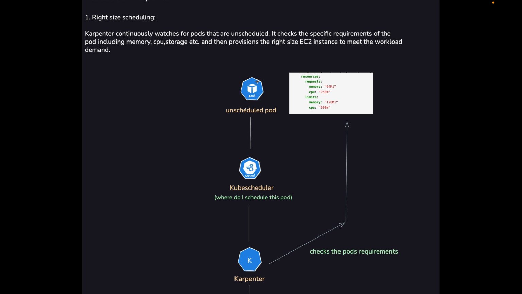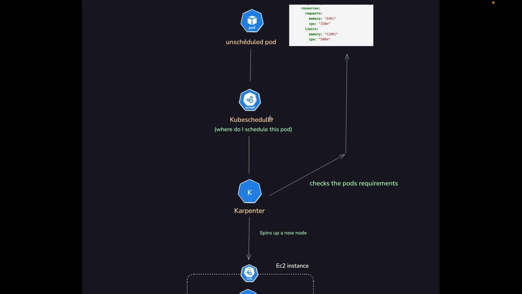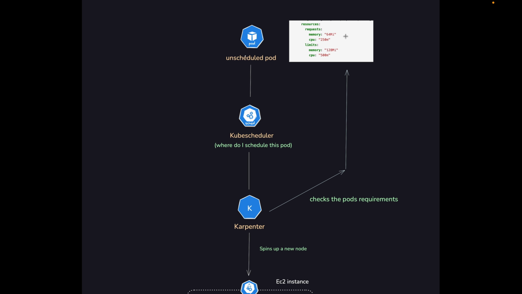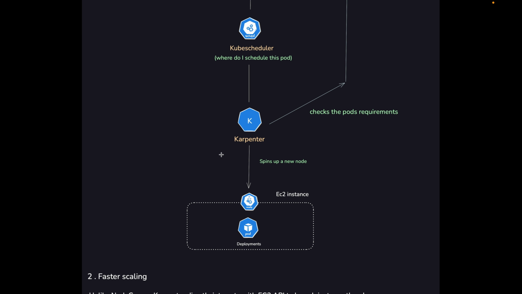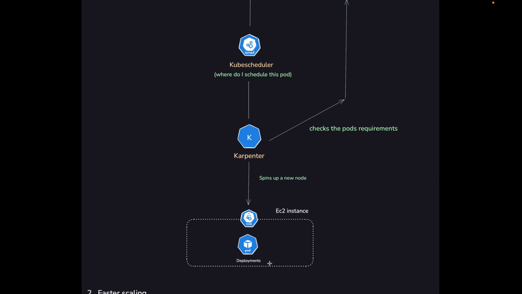Let's see an example here. Suppose we have an unscheduled pod. What it will do is trigger the kube scheduler, because kube scheduler is a Kubernetes component which is responsible for scheduling the pod. Kube scheduler will try to schedule this pod on one of the nodes, but then it will see that there are no nodes present in the cluster right now. So it will trigger Karpenter. Karpenter will check the requirements of the pod, which are mentioned here. So suppose this pod needs some amount of memory and CPU. Karpenter will analyze this requirement, and then it will spin up a new EC2 instance based on the requirement, and then this pod can be scheduled here.